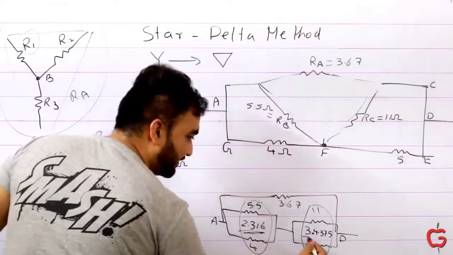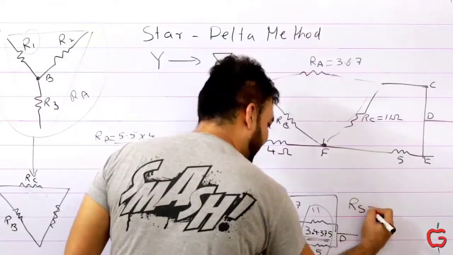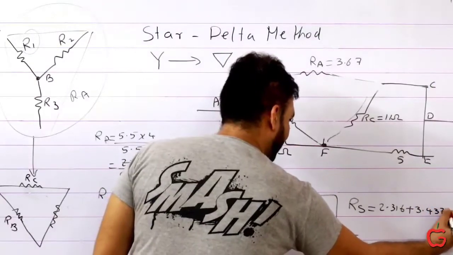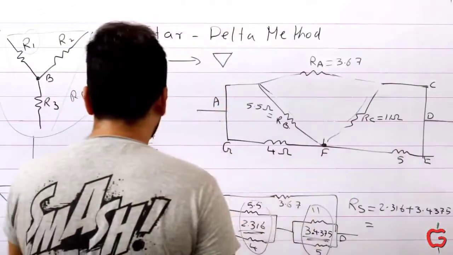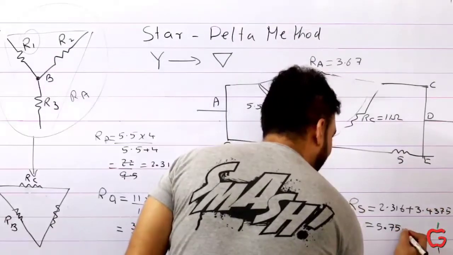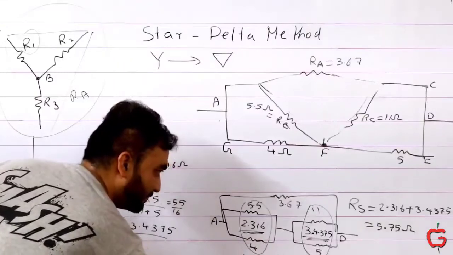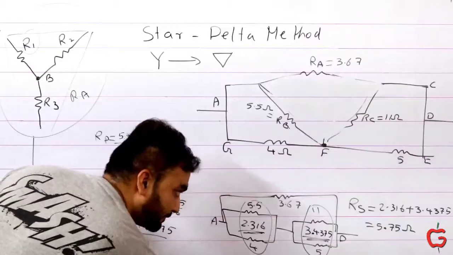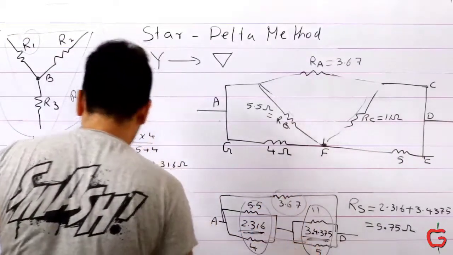Now 2.316 and 3.4375 are in series. So the series connection comes to be RS, 2.316 plus 3.4375. This comes to be 5.75, so I'm rounding this up to 5.75. So we have only two branches left now. The upper branch is 3.67 and the lower one is 5.75.